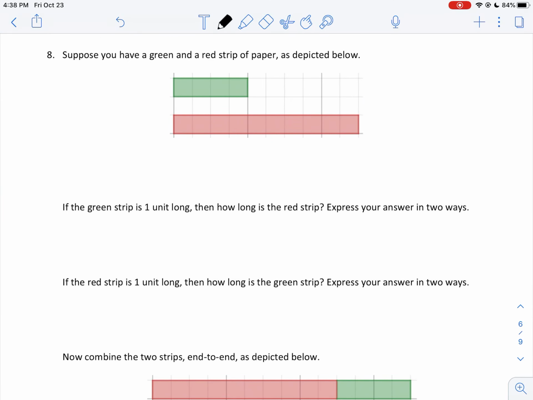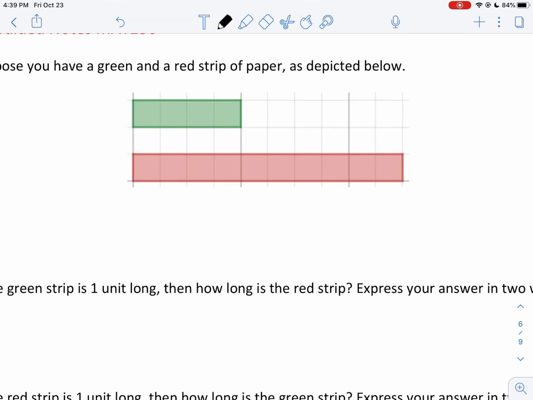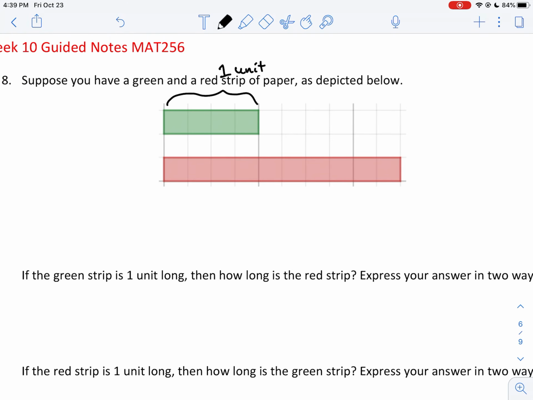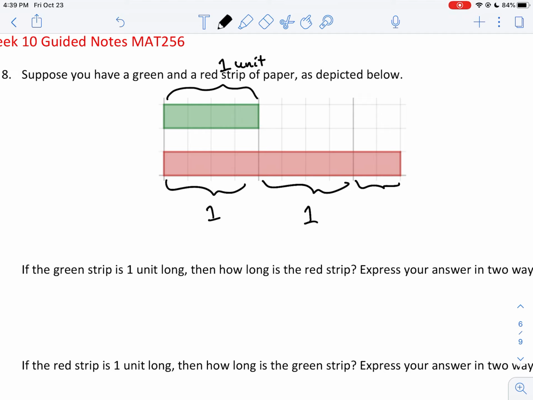All right, number 8. Suppose you have a green and a red strip of paper, as indicated here. If the green strip is 1 unit long, then how long is the red strip? Express your answer in 2 ways. Okay, so our first assumption is that this is 1 unit. So you can clearly see that the red is 1 unit plus another 1 unit, and then we have to figure out how much this is.